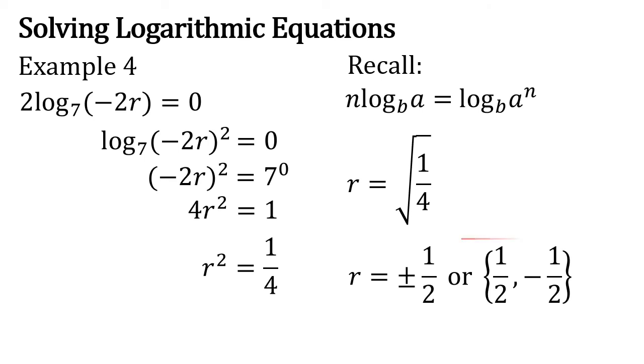If we have two or more solutions for an equation, use brackets, not parentheses, because if you use parentheses, it can be confused as an interval or ordered pair. If you're going to use brackets, it means that the solution is 1/2 and negative 1/2.